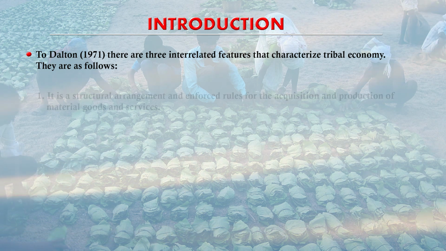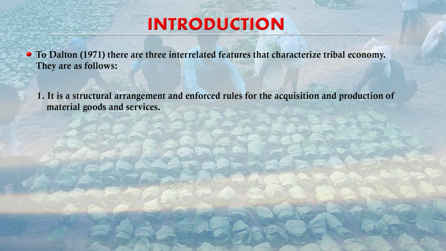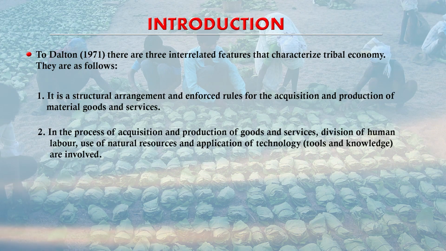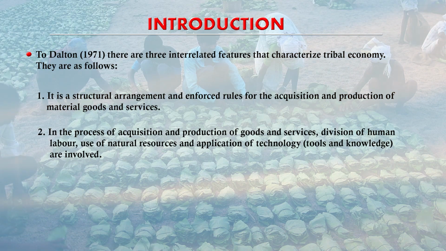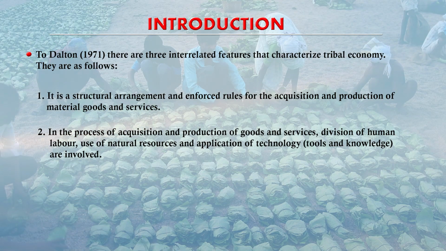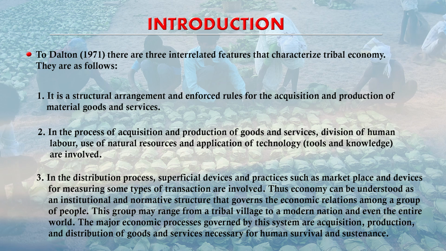They are: number one, it is a structural arrangement and enforced rules for the acquisition and production of material goods and services. In the process of acquisition and production of goods and services, division of human labor, use of natural resources, and application of technology, that is, tools and knowledge, are involved. The third point in this is in the distribution process, superficial devices and practices such as marketplace and devices for measuring some types of transaction are involved.